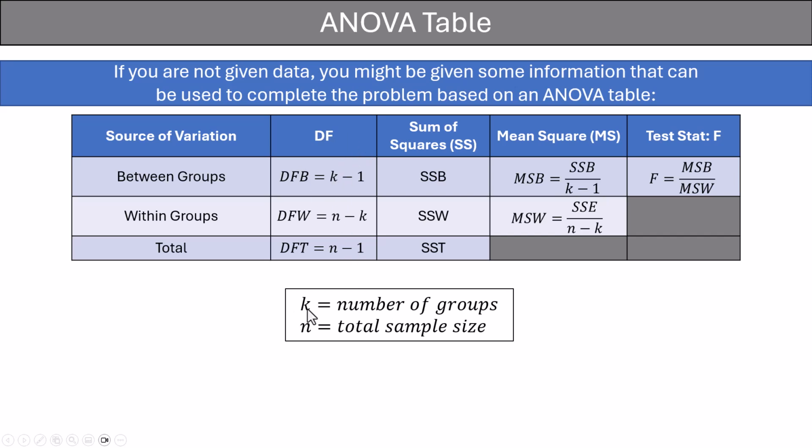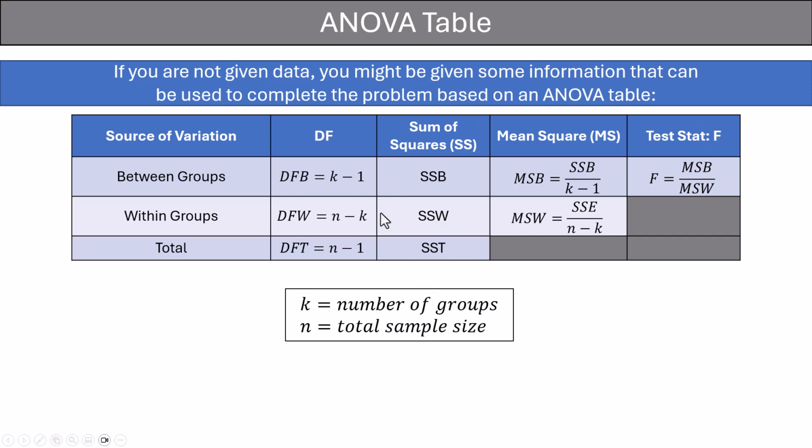K is the number of groups that you're comparing. So in our example that we just had, I guess the one that you just did had 4 groups. The one that we did together had 3. And then N is your total sample size. Make sure you know that's the total sample size and not the sample size per group.